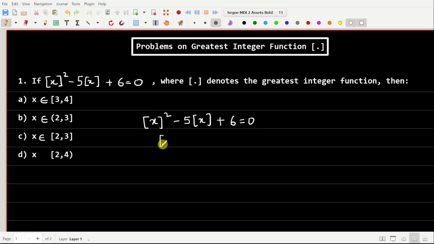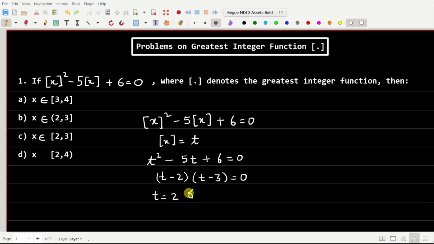So first of all we will assume [x] is equal to, let us say, t. So my equation will take the form of a simple quadratic equation: t² − 5t + 6 = 0. Now if you factorize, it will be (t − 2)(t − 3) = 0. So that means t is equal to 2 or t is equal to 3.